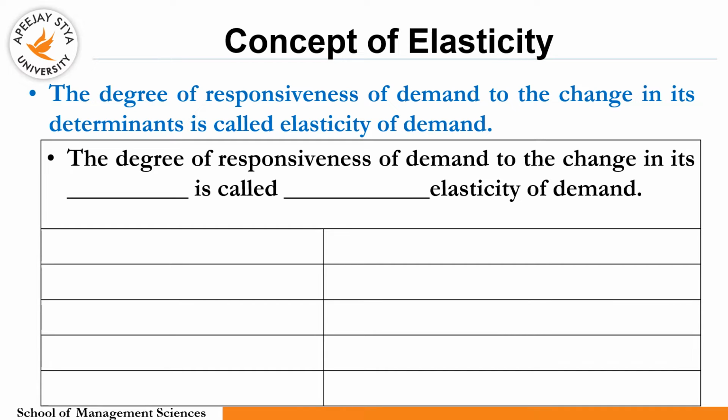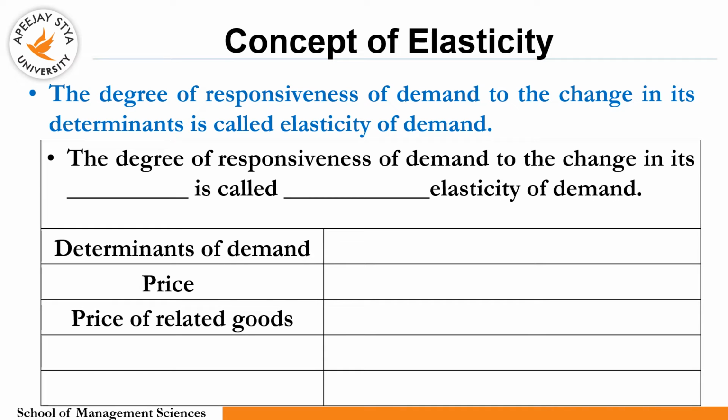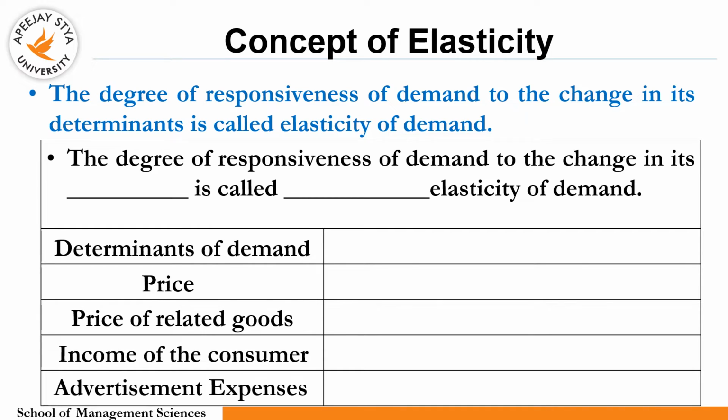So the degree of responsiveness of demand to the change in its determinants is known as elasticity of demand of that determinant. You must have studied various determinants of demand which affect the demand of the commodity, for example, price, price of related goods, income of the consumer, and advertisement expenses. So, if you are studying the degree of responsiveness of demand to the change in the price of the commodity, it will become price elasticity of demand.